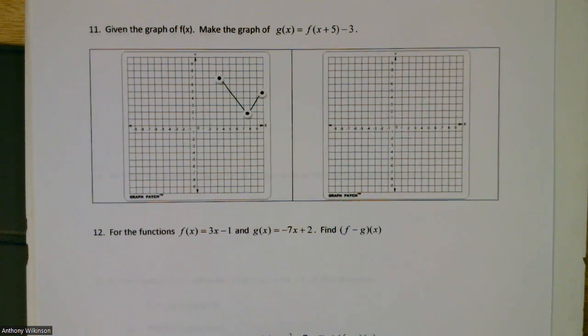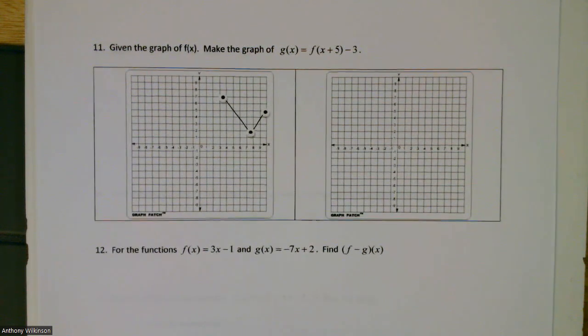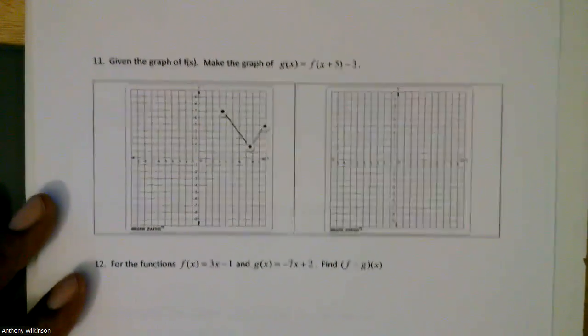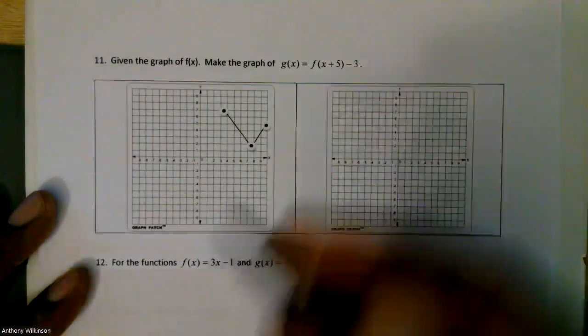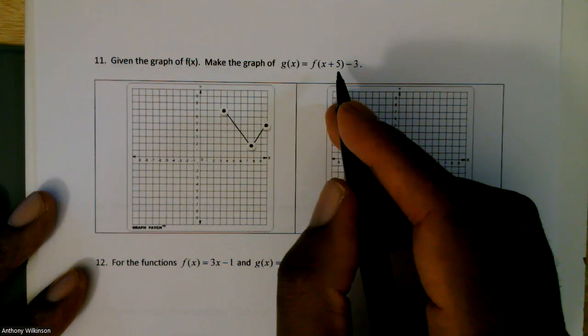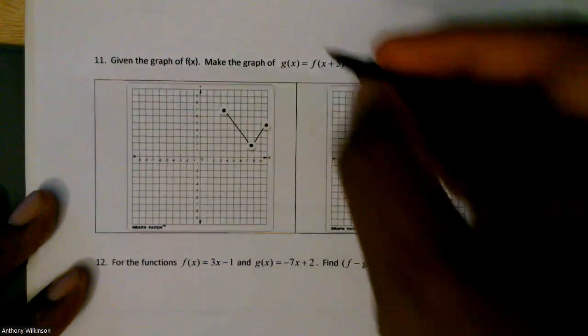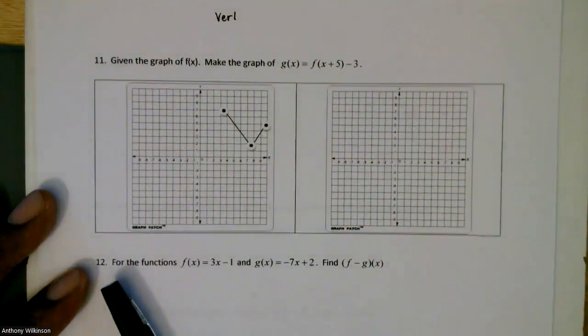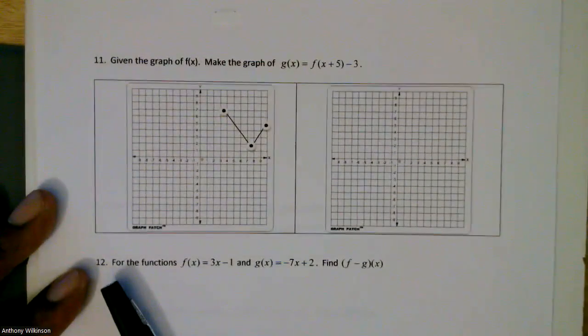So here we're given the graph of f of x, which is the one on the left. And then we're going to make a graph of f of x plus 5 minus 3. Okay, so in this case here, notice I have a plus 5 here. That tells me I have a vertical, not vertical shift, a horizontal shift, because the plus 5 is next to the x.